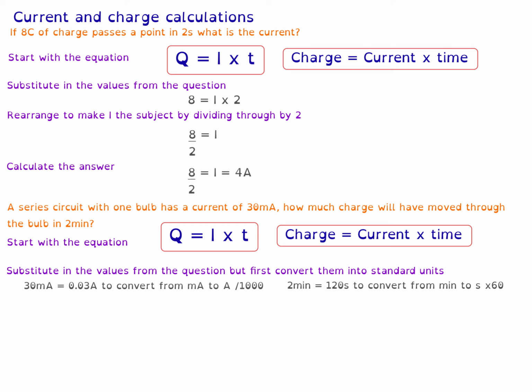So now we've got our conversions, we can substitute into our equation, so we get Q equals 0.03 times 120, and that gives an answer for Q of 3.6 coulombs.